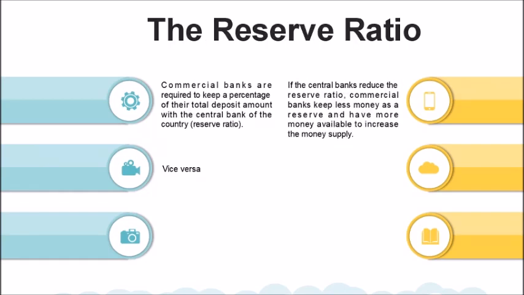Number three is the reserve ratio. The commercial banks are required to keep a percentage of their total deposit amount with the central bank of the country. If the central bank reduces the reserve ratio, the commercial banks keep less money as a reserve and have more money available to increase the money supply.